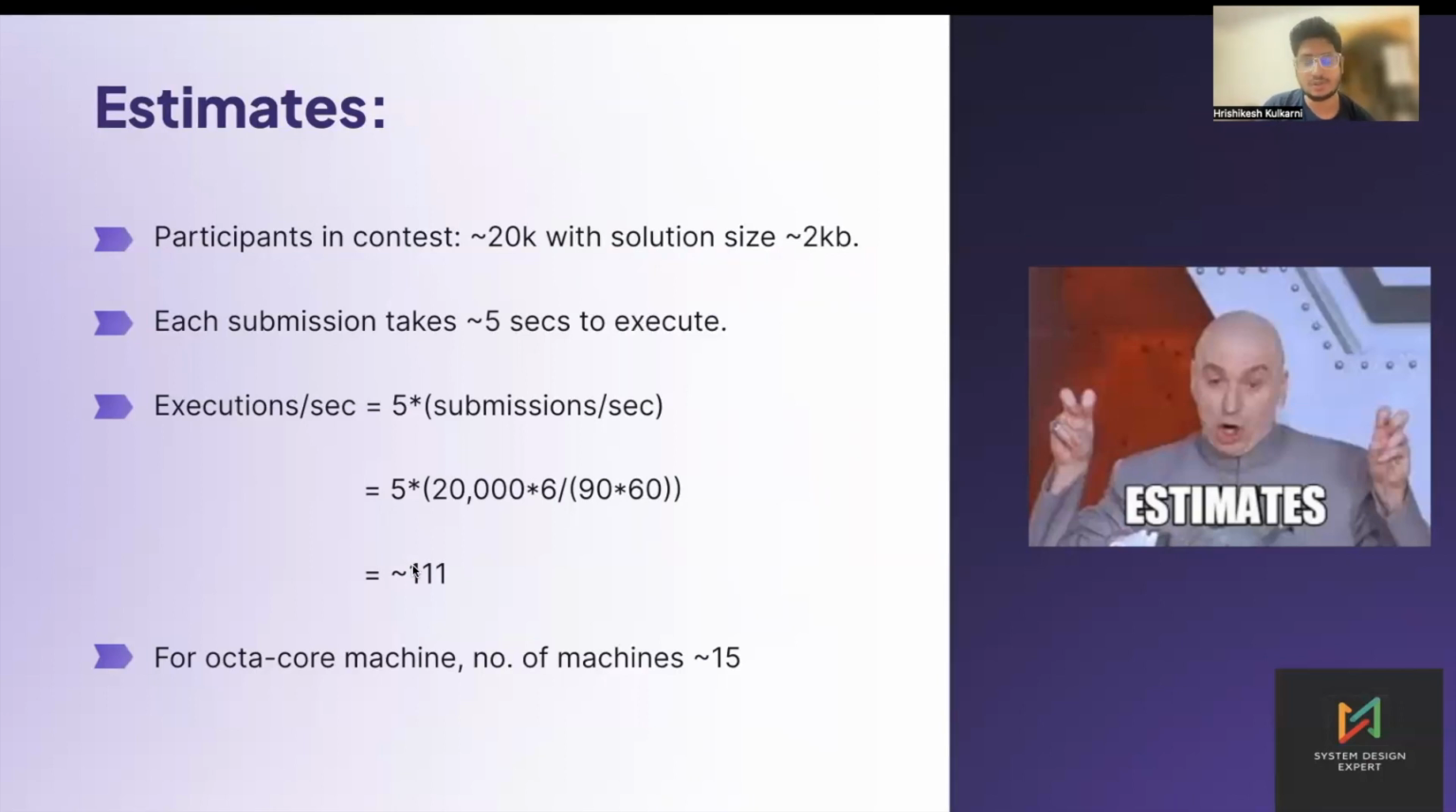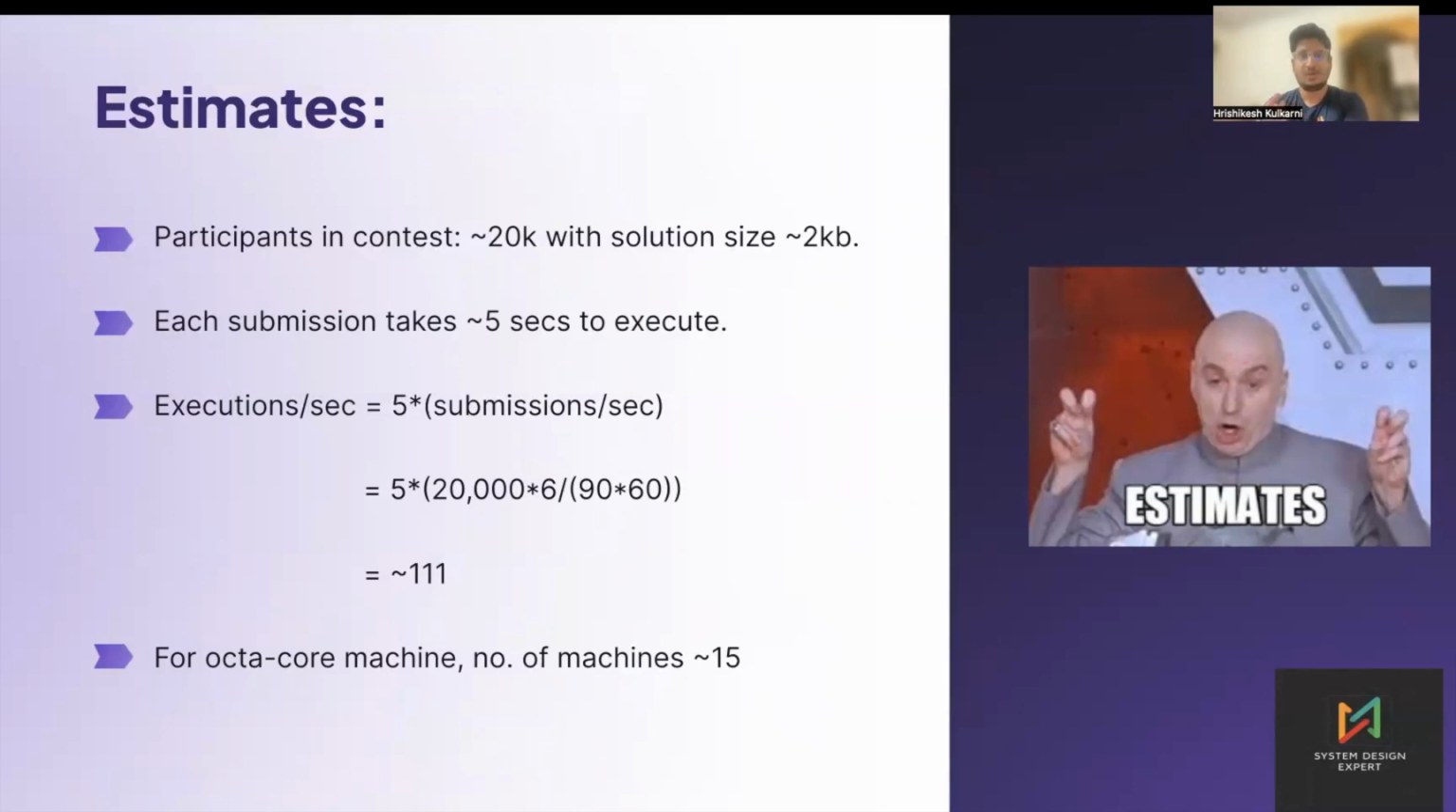For an actual Leetcode contest, this number comes around 50 or 55. So 111 is a pretty good scale with which we're looking to design the system. If we have 111 concurrent executions per second, we can assume that an octa-core machine is going to have 8 threads, so it can concurrently run 8 different programs.